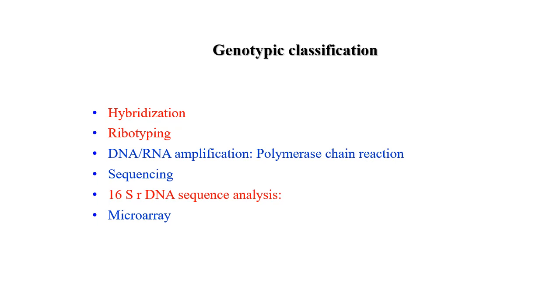So, genotypic classification can be started by hybridization, ribotyping, amplification of DNA or RNA, sequencing, 16S rDNA sequence analysis, and microarray.